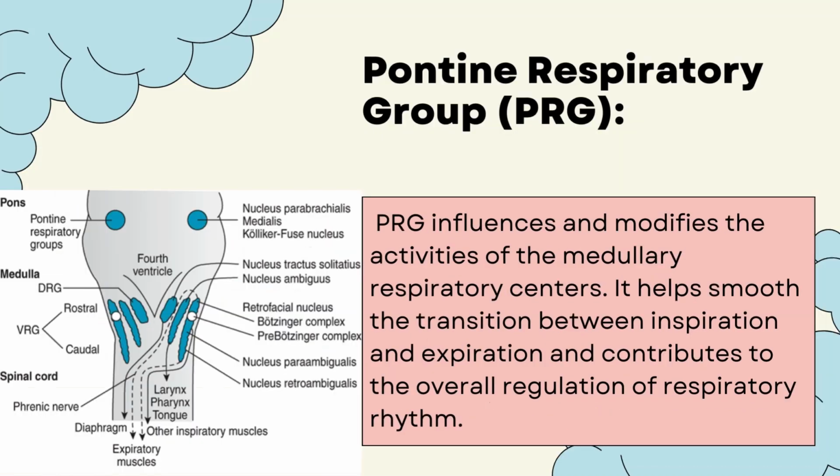2. Pontine respiratory group, PRG. Located in the pons, the PRG influences and modifies the activities of the medullary respiratory centers. It helps smooth the transition between inspiration and expiration and contributes to the overall regulation of respiratory rhythm.